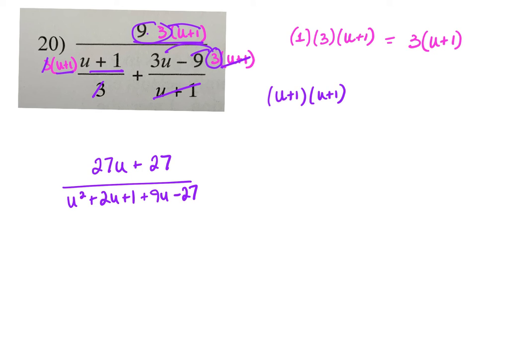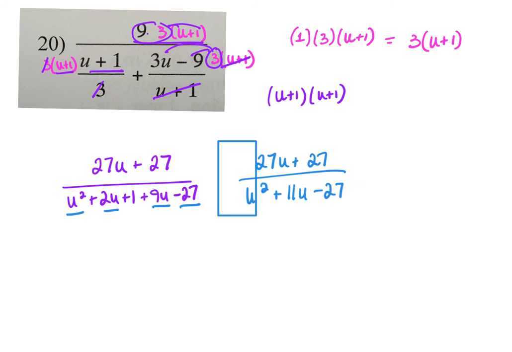And then from that point, you'll just want to combine like terms. In the denominator, you have the u squared, the 2u, and the 9u, and then the minus 27. And that would be your final answer here.